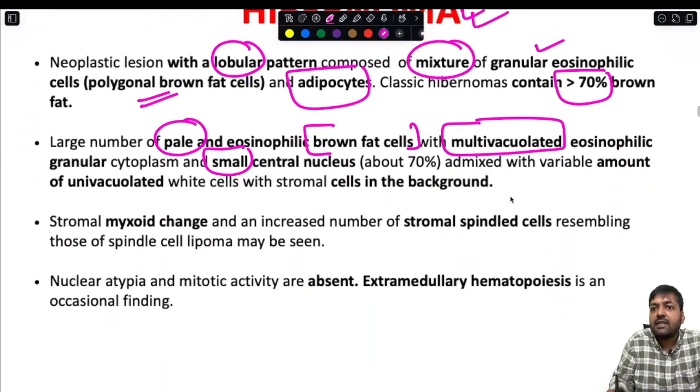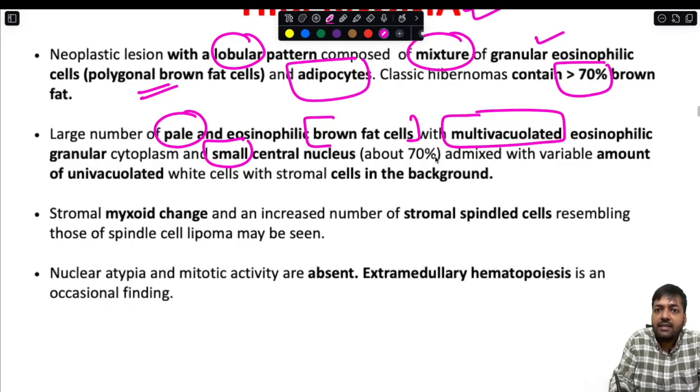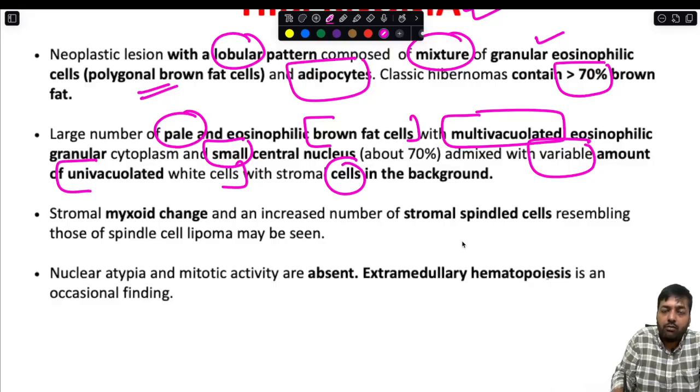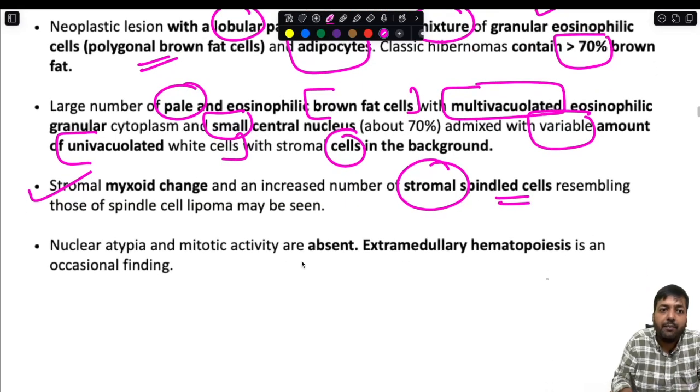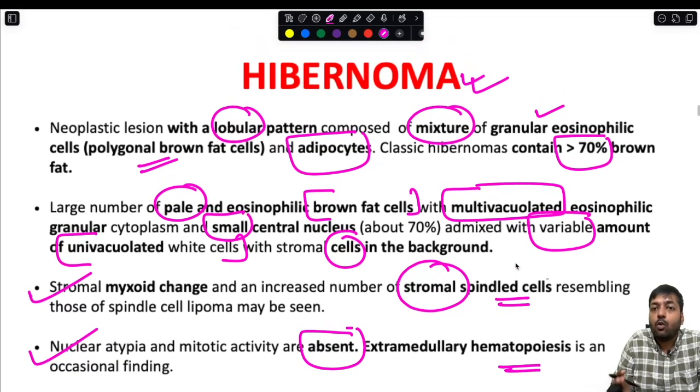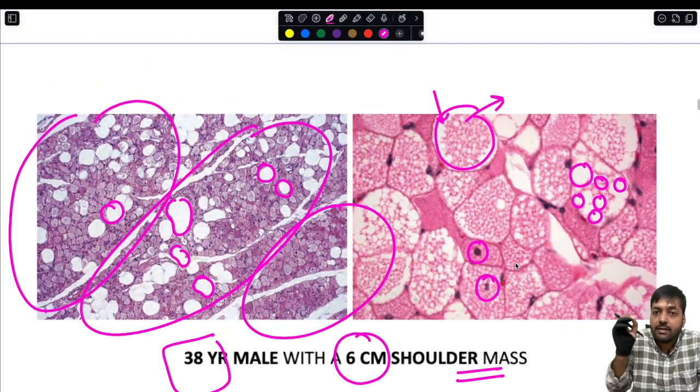So these features are very important because they help to differentiate brown fat from white fat. This is mixed with variable amounts of univacuolated white cells. Along with that, you see the stromal cells in the background. Stromal myxoid change can be seen with an increased number of stromal spindle cells resembling those of spindle cell lipoma. Nuclear atypia and mitotic activity are absent, and extramedullary hematopoiesis is an occasional finding. So this is the classical histopathological feature of hibernoma.